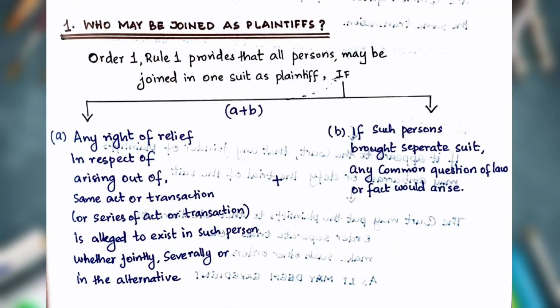So let's discuss our first topic in detail, that is, who may be joined as plaintiffs. Order 1, Rule 1 provides that all persons may be joined in one suit as plaintiff if any right of relief in respect of or arising out of the same act or transaction or series of acts or transactions is alleged to exist in such persons, whether jointly or severally or in the alternative. And if such persons brought separate suits, any common question of law or fact would arise.